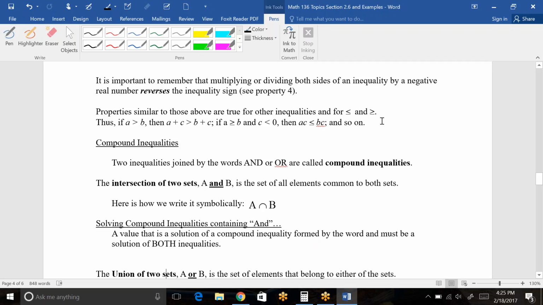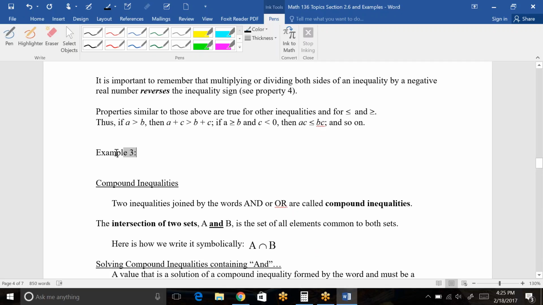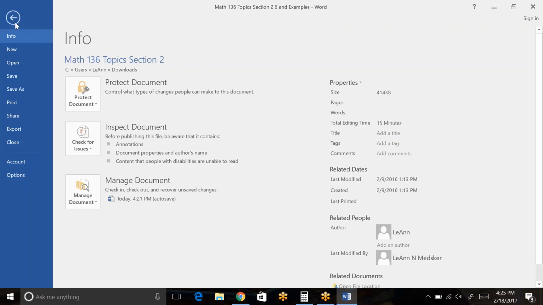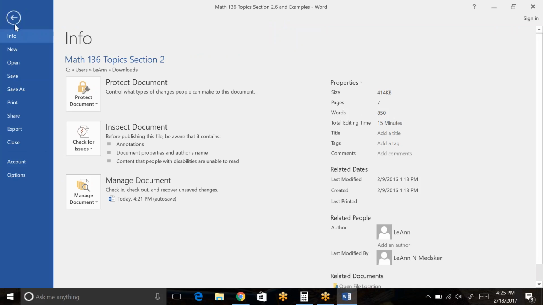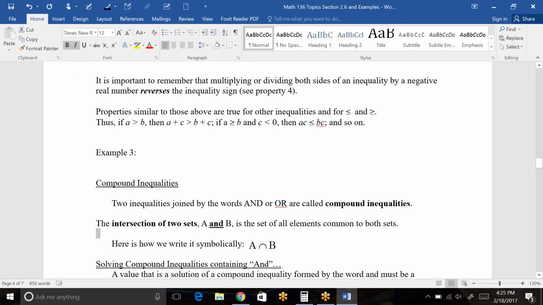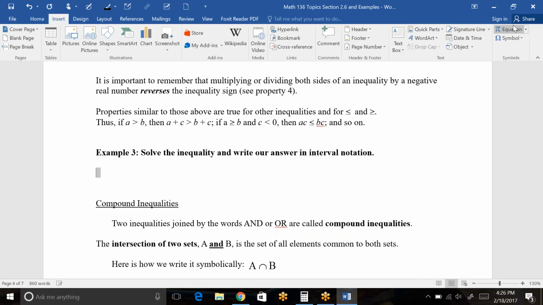Okay, so one of my examples is missing, so I'm just going to add it in real quick. Must have got cut out from my edit. I believe this is example 3. So what we want to do is solve an inequality. Okay, so we want to solve the inequality. And let's write our answer in interval notation.